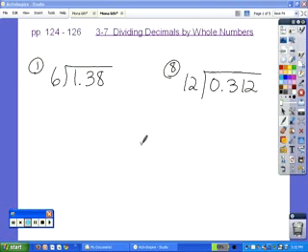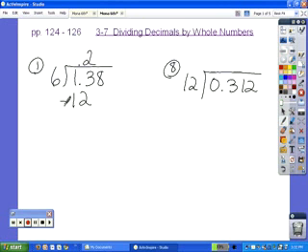To divide a decimal by a whole number, you simply have to bring the decimal point up into the quotient and then just do regular division. 6 into 13 is 2. 6 into 18 is 3. And we have no remainder. So our quotient is 23 hundredths.